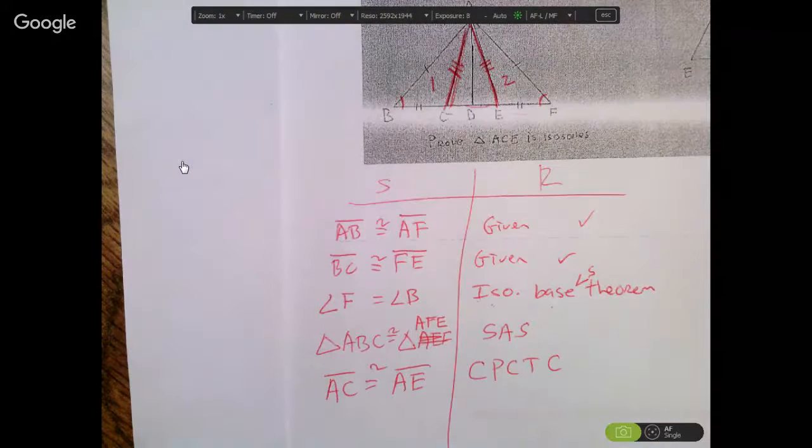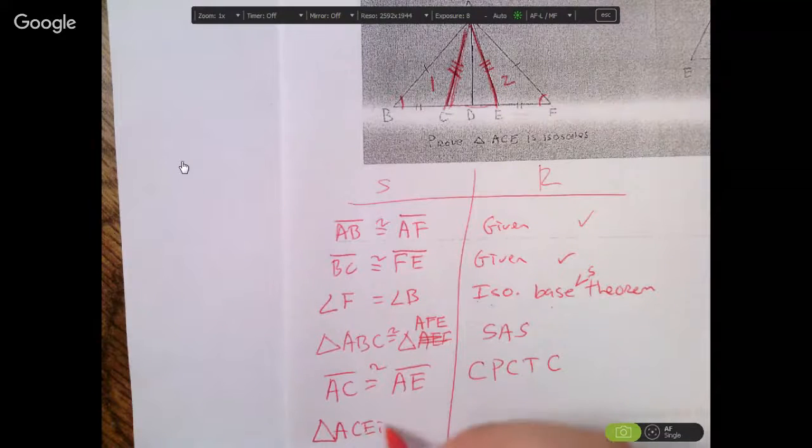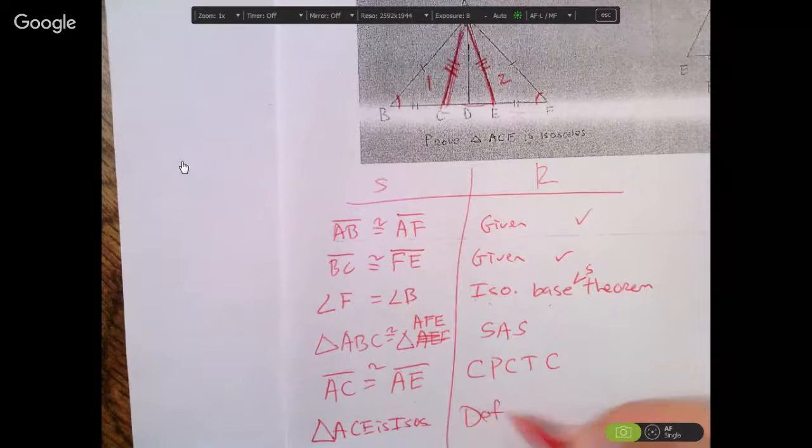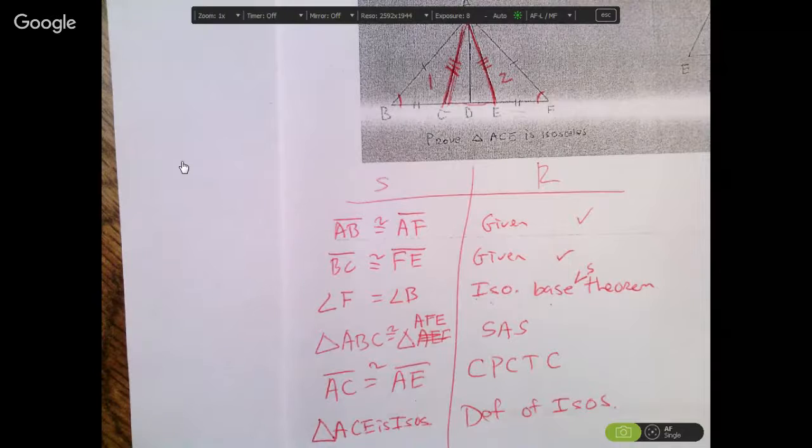That's all you needed. Yeah. Oh, wow. So triangle ACE is isosceles. And how do we know that? By definition of isosceles. The definition of isosceles doesn't say that the base angles have to be congruent. Okay, we just have to prove that the two sides are congruent.